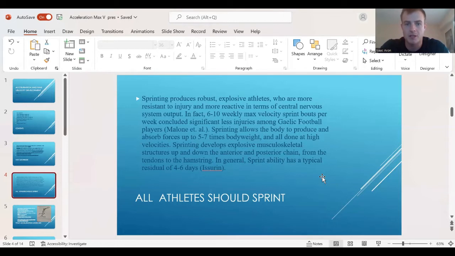In general, sprint ability has a typical residual of 4 to 6 days. So if nothing else is going to sell you, this is why we sprint. This is why it's super important. Be super quick at everything you do. Expose your body to forces that you'll never see in a weight room, and make yourself resilient to injuries, basically. Not all, but a lot of them, right? The more we sprint, the more robust we are, the better we are going to be on the field, right?